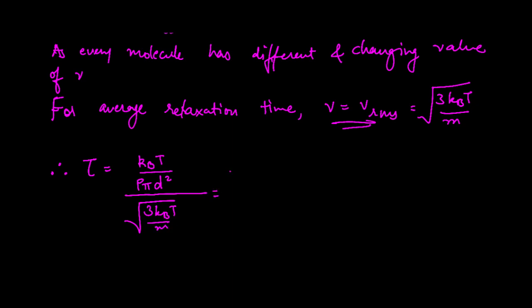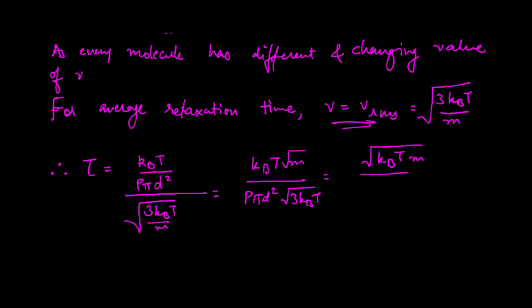So this becomes kBT into root m upon p pi d square into 3 root of kBT. So if you take all of this under a root, you will get this as follows. This root kBT will be cancelled here, so you'll get root kBT m divided by p pi d square and a root 3. Did you get it? The kBT got cancelled from the root.